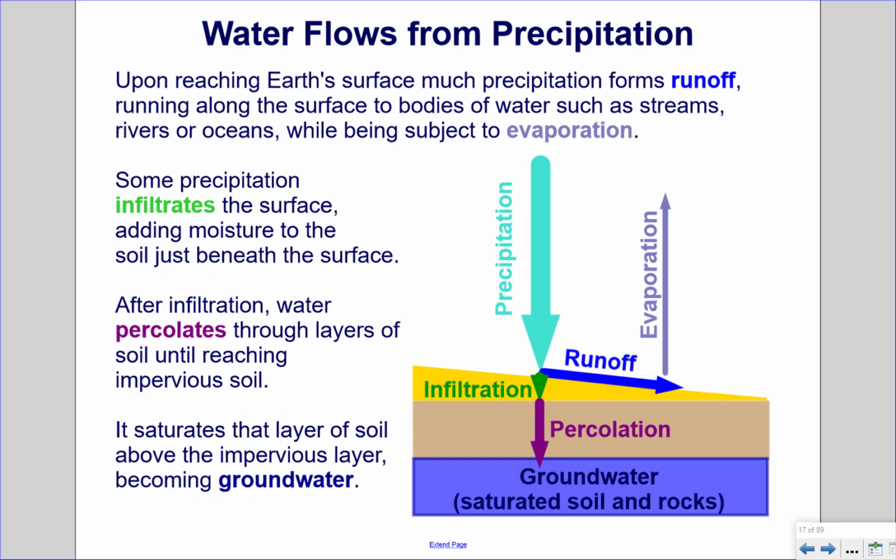Water flows from precipitation. Upon reaching Earth's surface, much precipitation forms runoff, running along the surface to bodies of water such as streams, rivers, or oceans while being subject to evaporation. Some precipitation infiltrates the surface, adding moisture to the soil just beneath the surface. After infiltration, water percolates through layers of soil until reaching impervious soil. It saturates that layer of soil above the impervious layer, becoming groundwater.